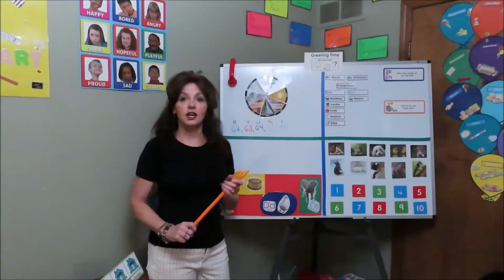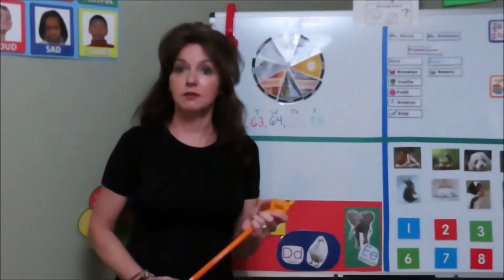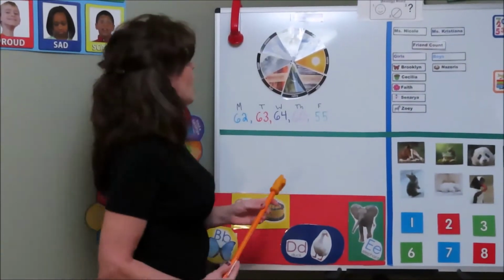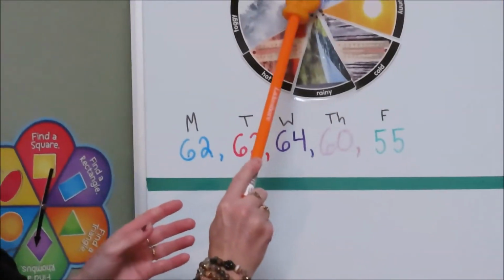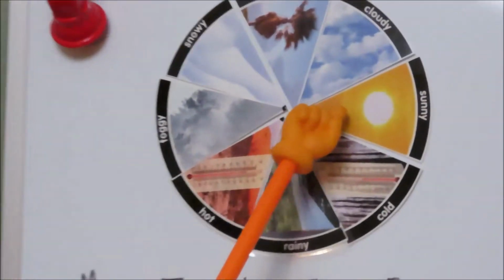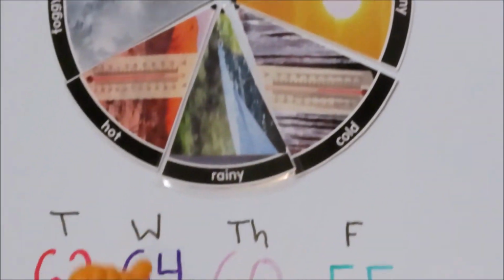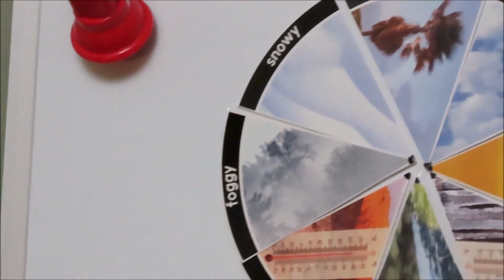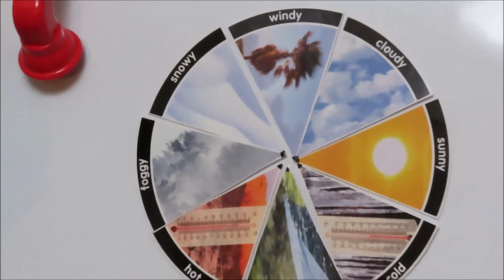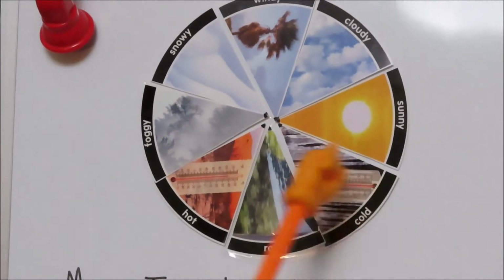Okay, now we're going to talk about the type of weather that we're experiencing. We're going to talk about all the different types. There's windy, there's cloudy, sunny, cold, rainy, hot, foggy, and snowy. We just got done with summer. Summer is where it's really sunny out.